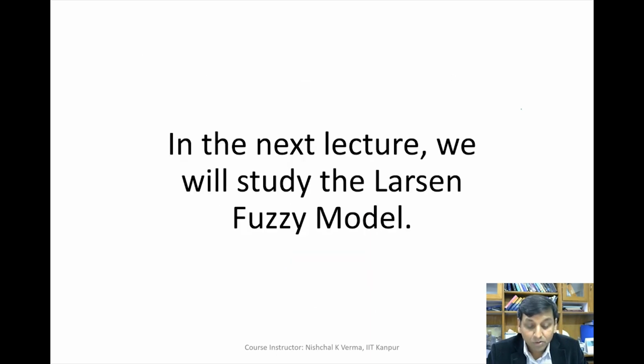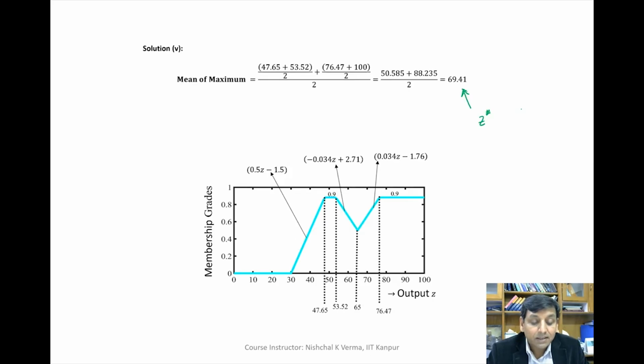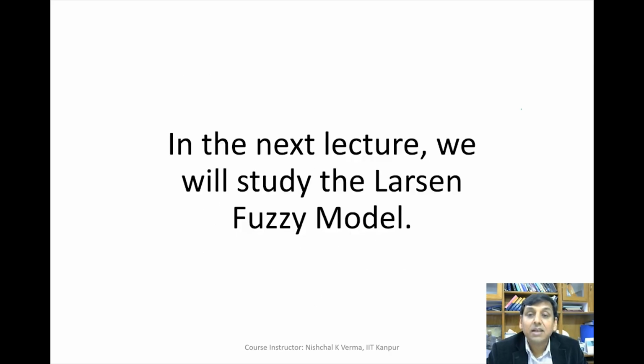69.41. So this way we see that the outputs we are getting are the values from the various methods of defuzzification that we have discussed, and that's how we obtain these crisp values. So with this I would like to stop here, and in the next lecture we'll discuss the Larsen fuzzy model. Thank you.